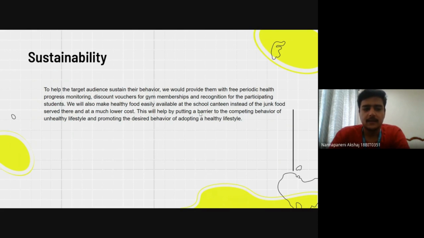The sustainability. To sustain the students enrolled in our campaign, we are providing them with certifications and asking the schools to facilitate the students participating in our campaign. We are also providing healthier options of fruit juices and fruit salads in the school canteen at subsidized rates, and asking the schools not to allow junk food joints to set up in the vicinity of the schools, thus increasing the barriers to the competing behavior of leading an unhealthy lifestyle. Next slide.